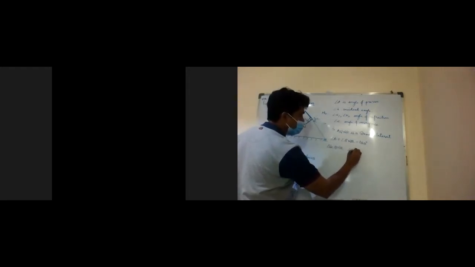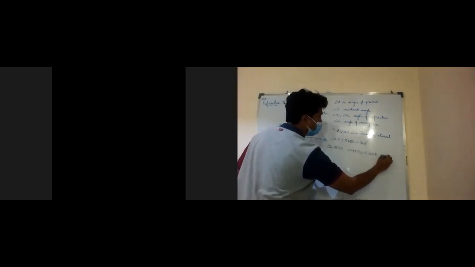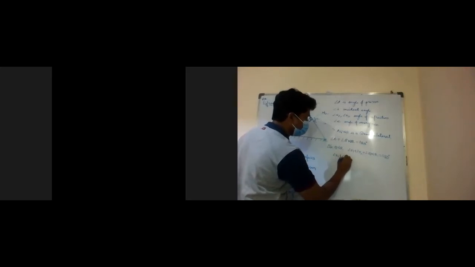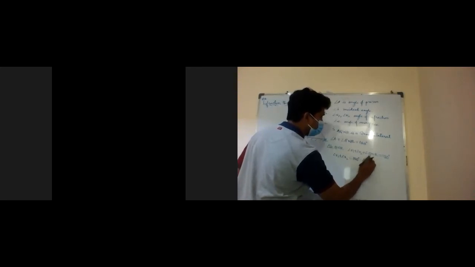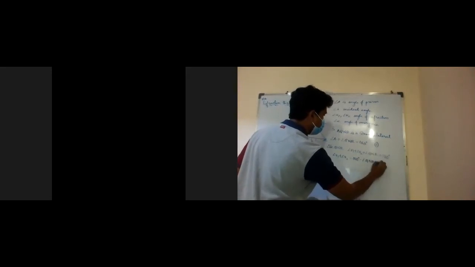Now we have to take triangle QNR. In triangle QNR, angle R1 plus angle R2 plus angle QNR equals 180 degrees, since the sum of the angles in a triangle is 180 degrees. So we can write angle R1 plus angle R2 equal to 180 degrees minus angle QNR. Let this be equation number 1 and this be equation number 2.